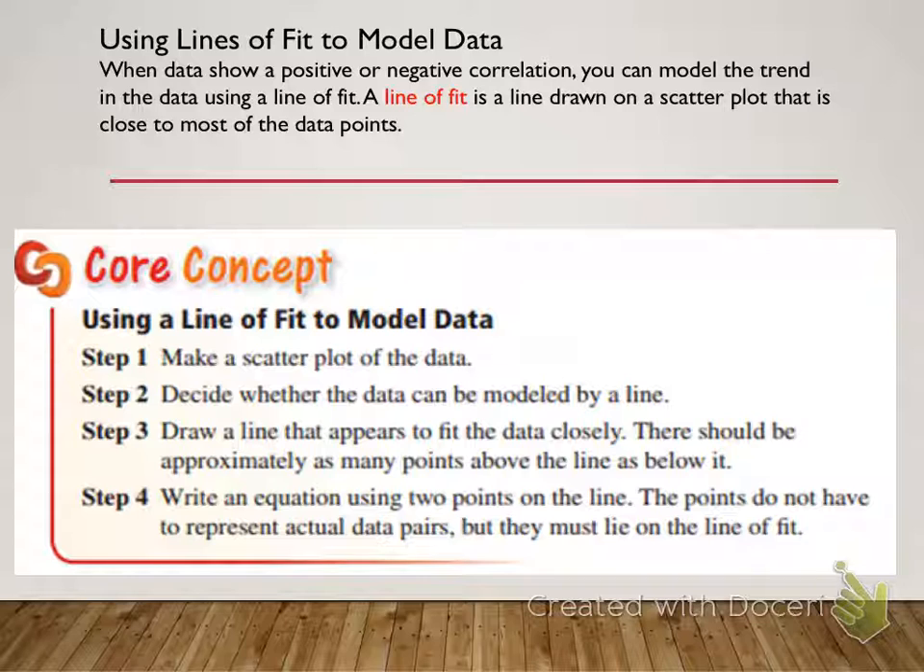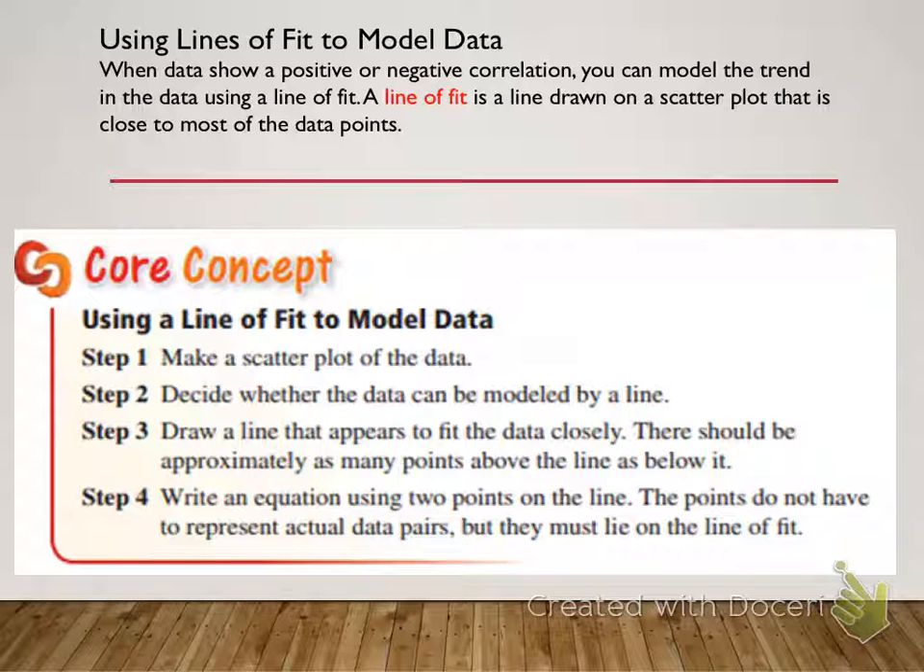So, using lines of fit to model data. When data shows a positive or a negative correlation, you can model the trend in the data by using what we call a line of fit. A line of fit is a line that's drawn on the scatter plot that is close to most of the data points. To do a line of fit, you're going to make a scatter plot of the data. Decide whether the data can be modeled by a line, and then you're going to draw a line that appears to fit the data closely.